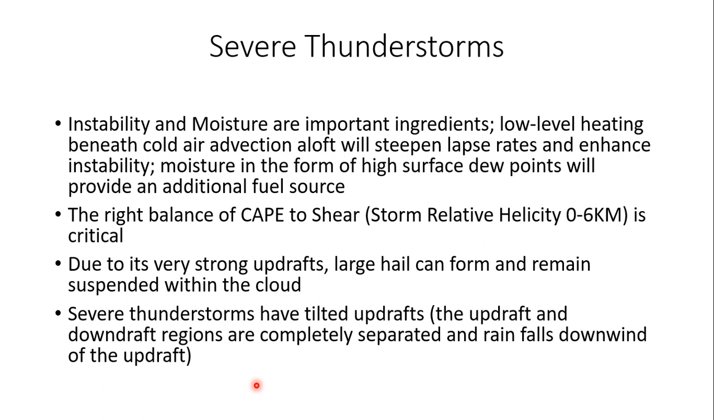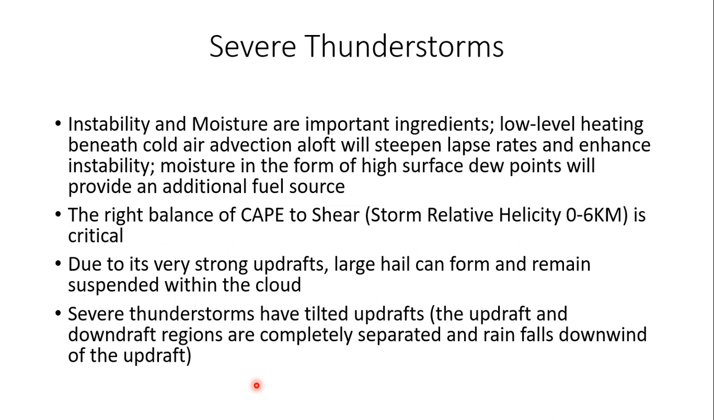Low-level heating beneath colder air advection aloft, so you have that cold air over warmer heated land. That's going to steepen lapse rates. That's going to enhance instability. And then if you get a lot of moisture, you get these extremely high surface dew points, just some juicy air mass. A lot of moisture. That moist air is also much less dense than dry air, so it's going to want to have more positive buoyancy. The air is going to want to rise more readily when it's hot and moist. All right, so that moisture will provide that additional fuel source for a severe thunderstorm.